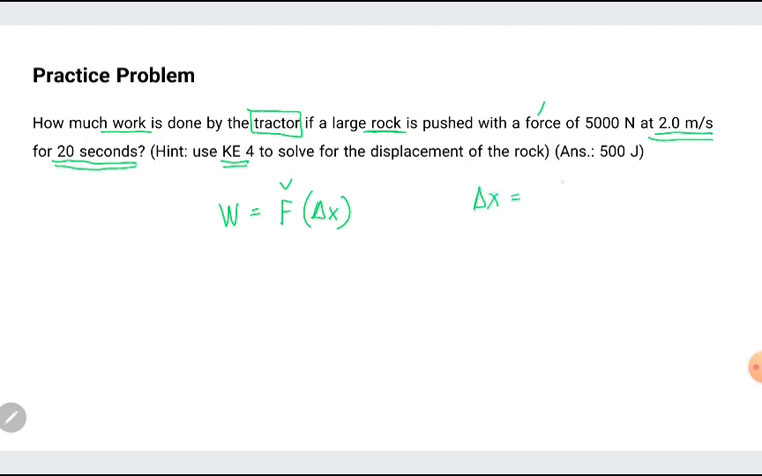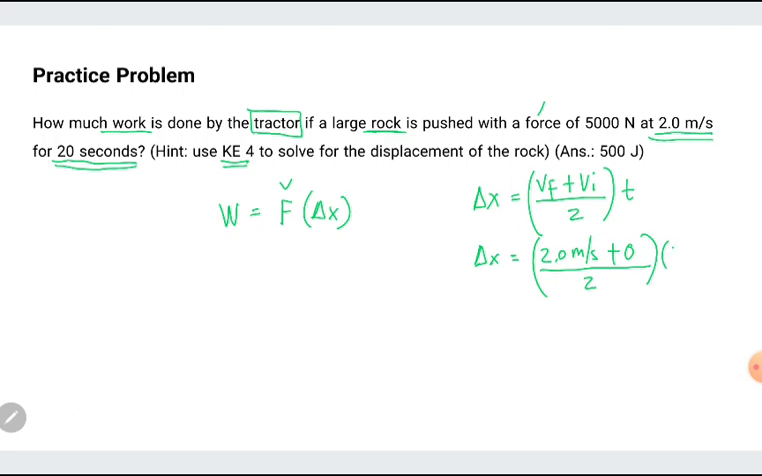Displacement is equivalent to the final velocity plus the initial velocity divided by 2, multiplied by time. So the final velocity, you're able to move the rock, right? With the velocity at 2 meters per second. Of course, it was at rest at first, so its initial velocity is 0, divided by 2, multiplied by time, 20 seconds.